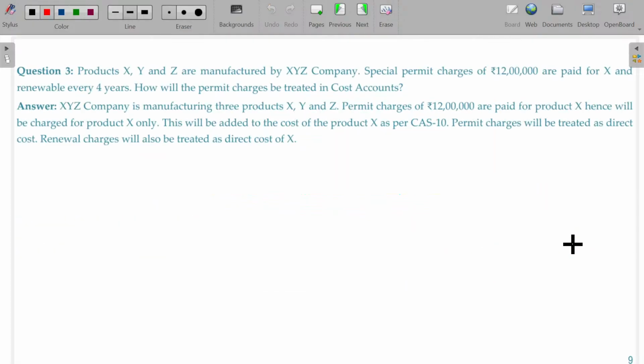Now, products X, Y, and Z are manufactured by XYZ company. Special permit charges of rupees 12 lakhs are paid for X and renewable every 4 years. How will the permit charges be treated in cost reports? Of course, the permit charges will be direct expenses only. Once in how many years can it be used? 4 years, so it can be amortized over the 4 years period. That's all.